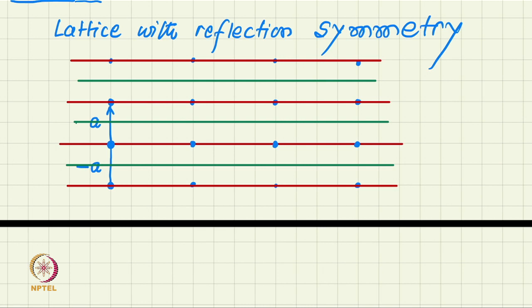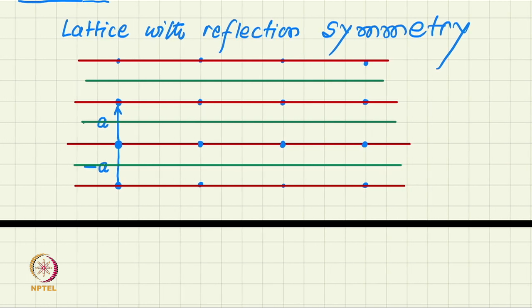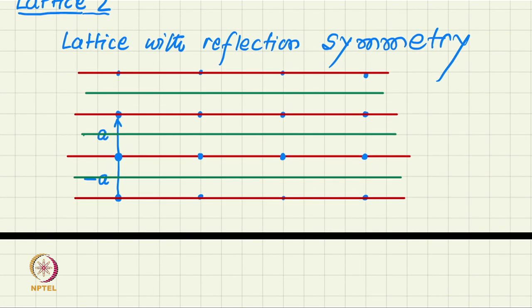So, now you can see I have a beautiful lattice which has one set of mirror planes.